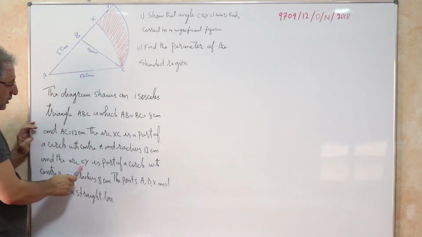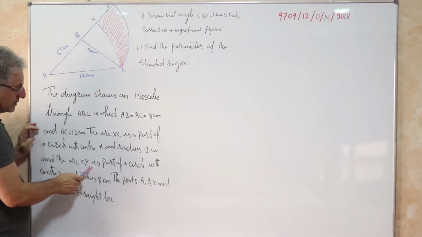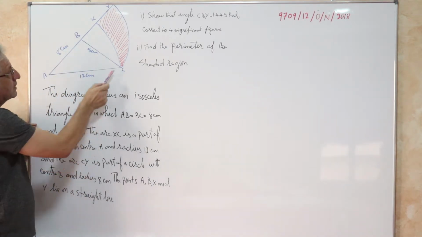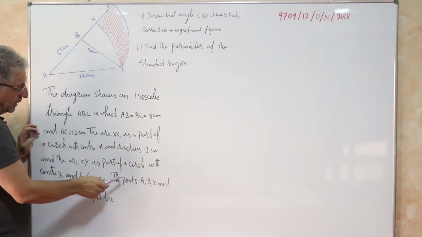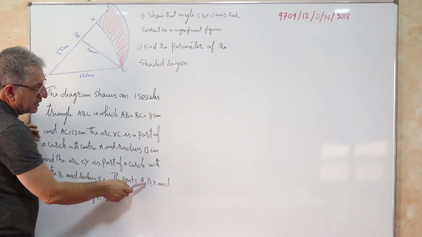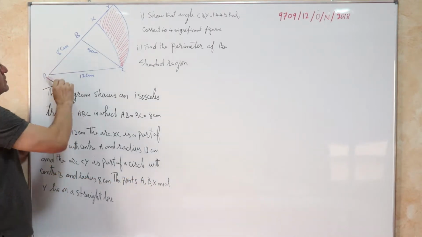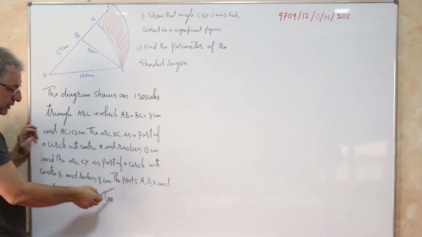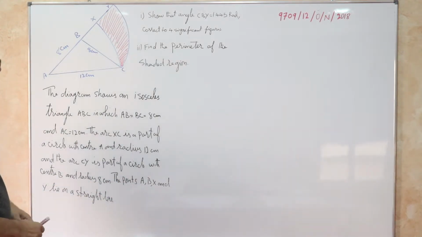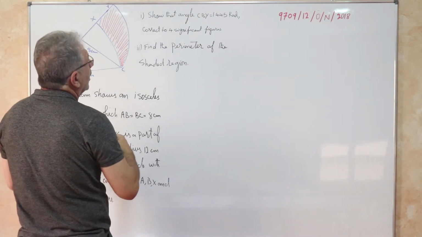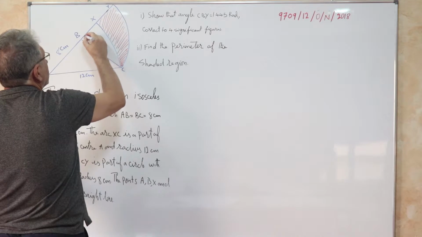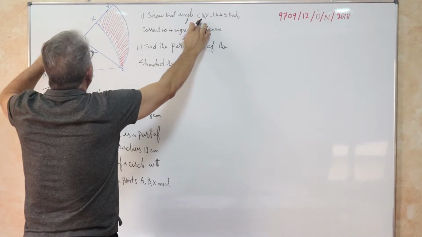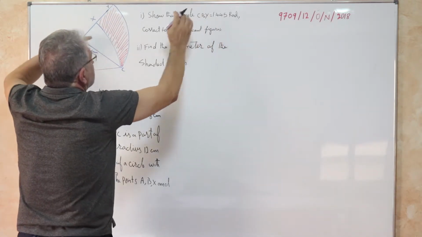And then the arc CY is part of a circle again with the center B but radius 8. Therefore this is the radius 8. And the points A, B, X and Y, all these 4 points, lie on a straight line. Now first of all he's asking us to find the value of this angle in radian, the angle CBY. Therefore we have to show that this angle is this much.